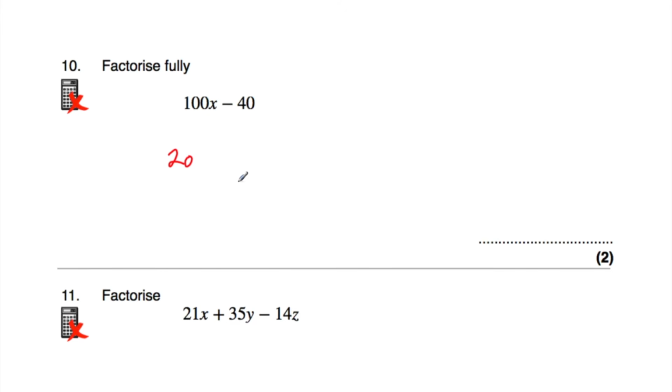You have to factorise what's inside the bracket again. So whenever you're trying to find the number to take outside of the brackets, it can be quite useful to find the highest common factor of the terms. So we've got 100x subtract 40. So we're going to take 20 out, so let's now divide both of the terms by 20.